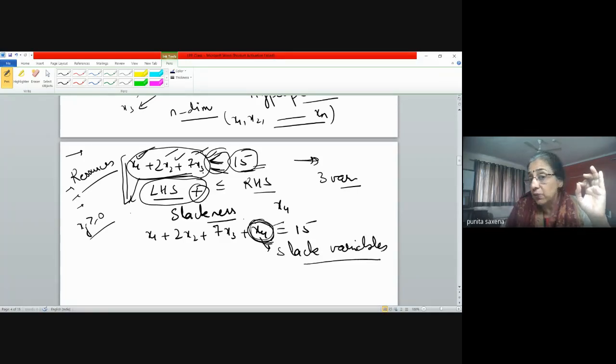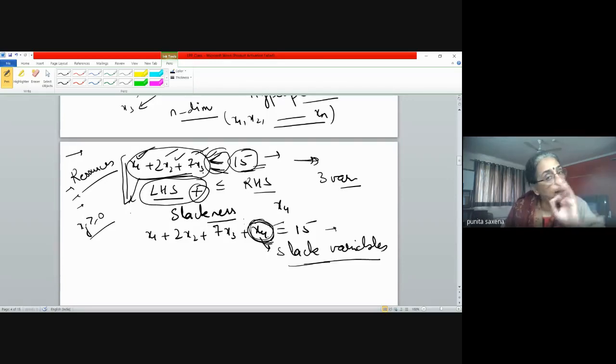Now they are not decision variables, mind you. X4 does not correspond to either chair, table, or a bookshelf. X4 is just a variable that I have introduced to convert this inequality into equality. So I have added it. We'll see how it behaves after we get a solution. That is why we call them slack variables, because they represent some slackness, some lacking in a particular resource.